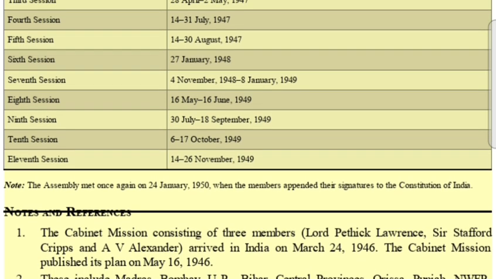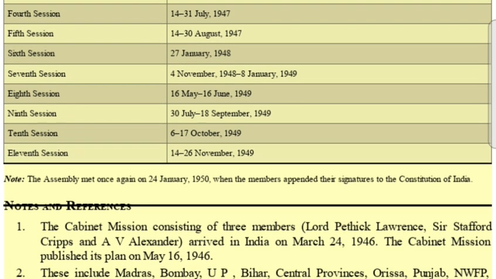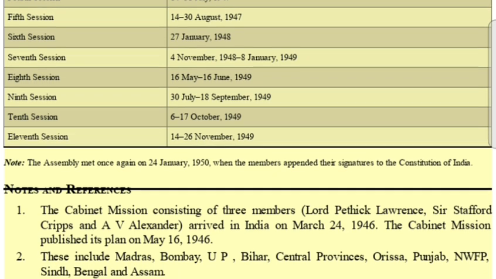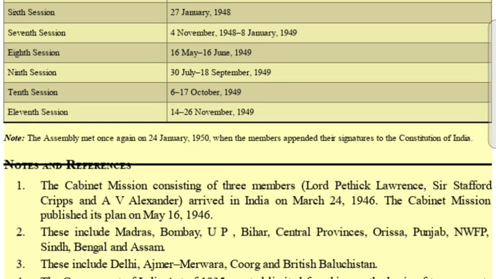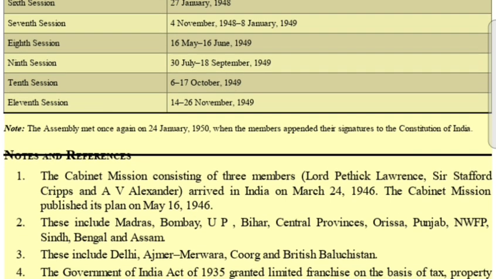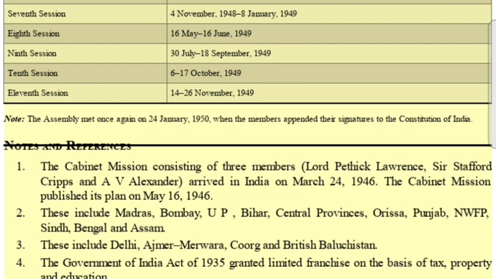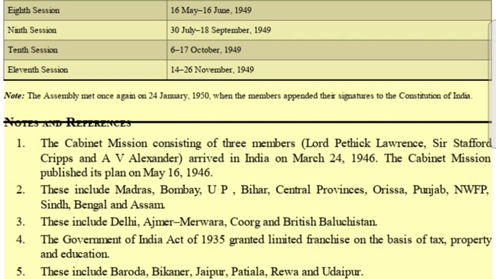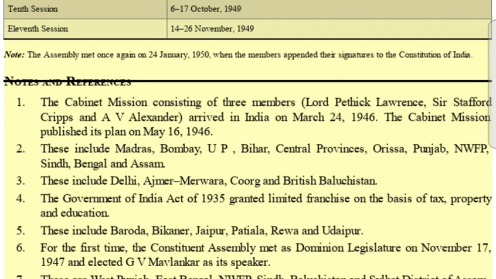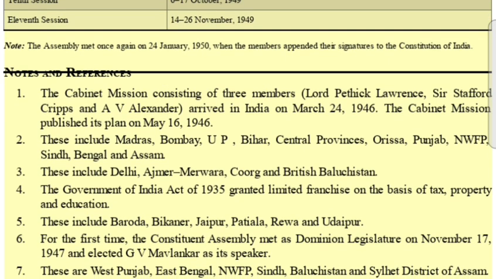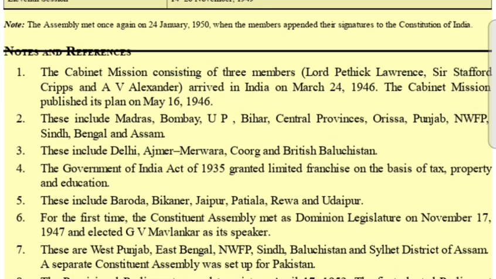8th Session, the 16th of May to the 16th of June 1949. 9th Session, the 30th of July to the 18th of September 1949. 10th Session, the 6th to the 17th of October 1949. 11th Session, the 14th to the 26th of November 1949. Note: the Assembly met once again on the 24th of January 1950, when the members appended their signatures to the Constitution of India.